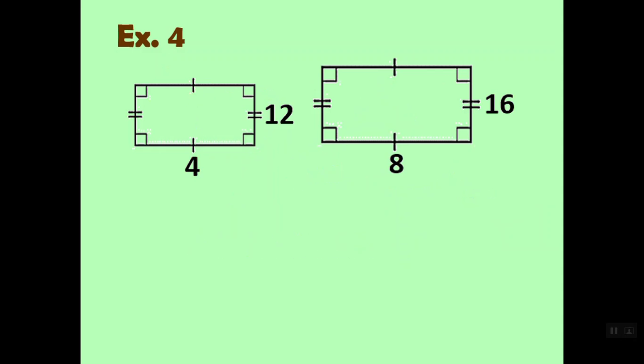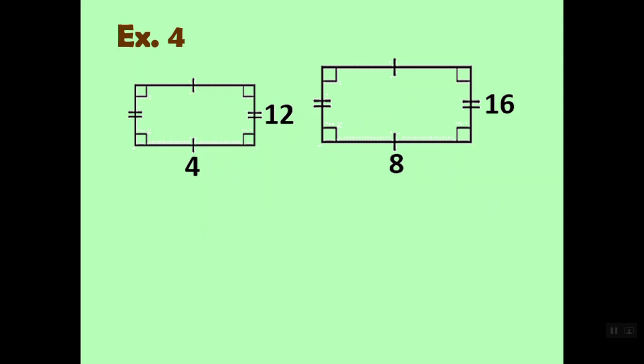Example 4. All right, let's take a look. Well, we've got two separate rectangles. We can tell they're rectangles because of the markings. First off, they all have 4 right angles. So we know that the corresponding angles of each are equal in measure. So that's great. So now we have to decide if the sides are equal in measure.